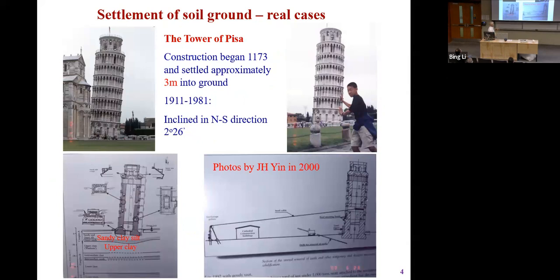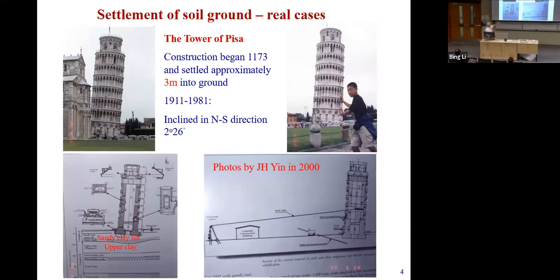To show you, one example is the Tower of Pisa. The Tower of Pisa was constructed on soft soils. You can see here the geological profile of the foundation soils: sandy clay, silt, upper clay. It is some kind of clay soil. The Tower of Pisa settled more than 3 meters and inclined more than 2 degrees.